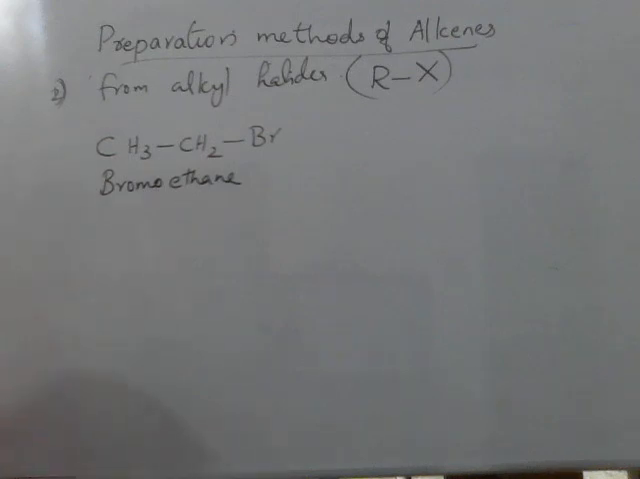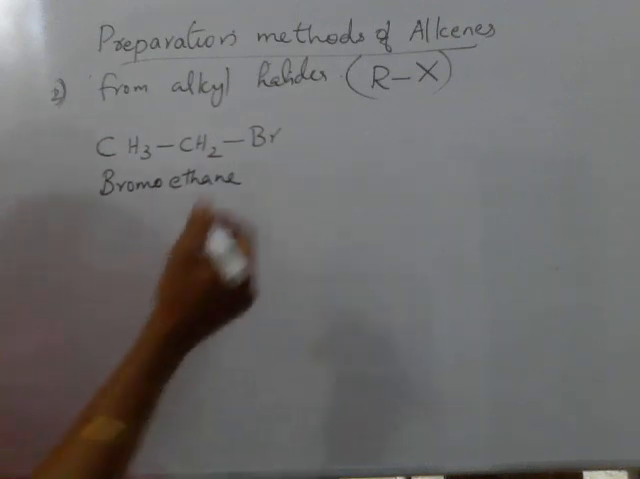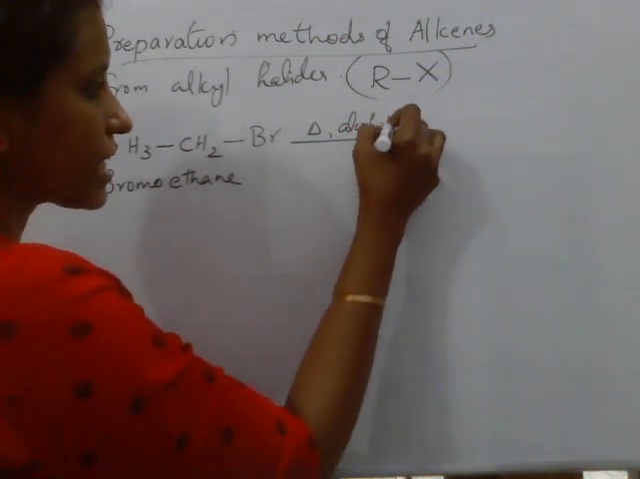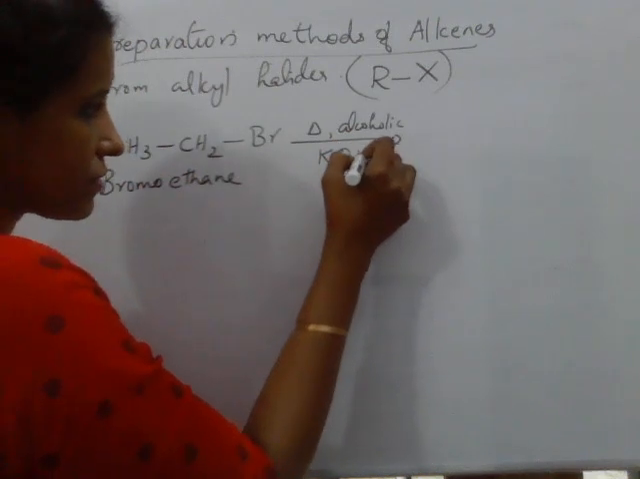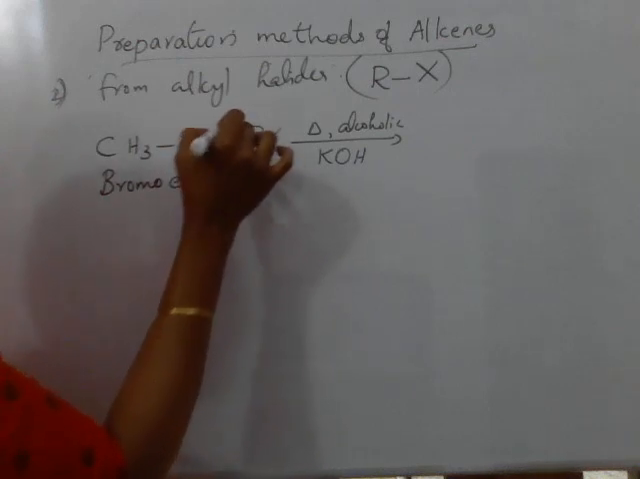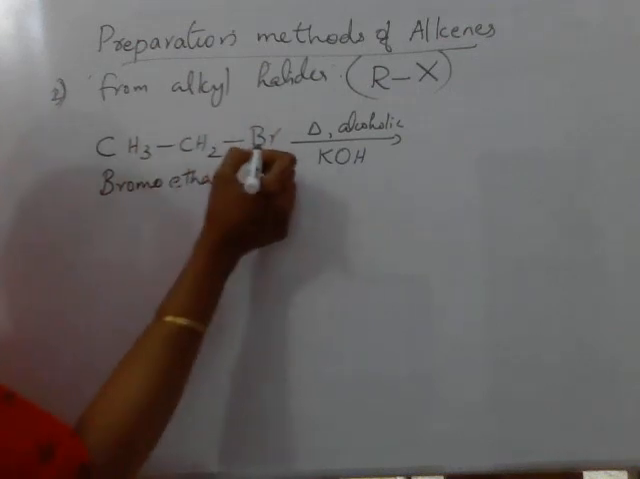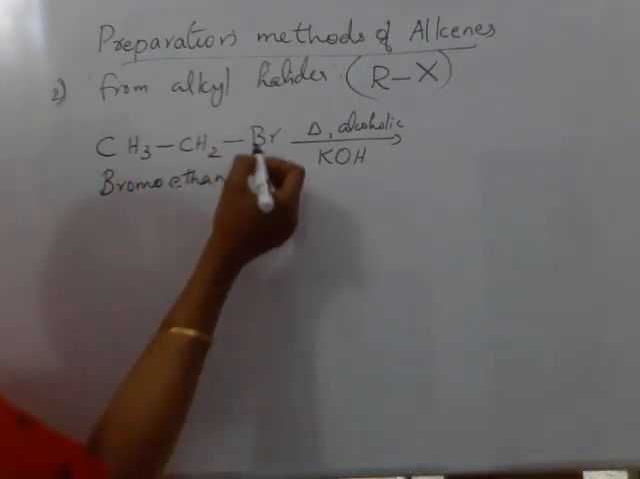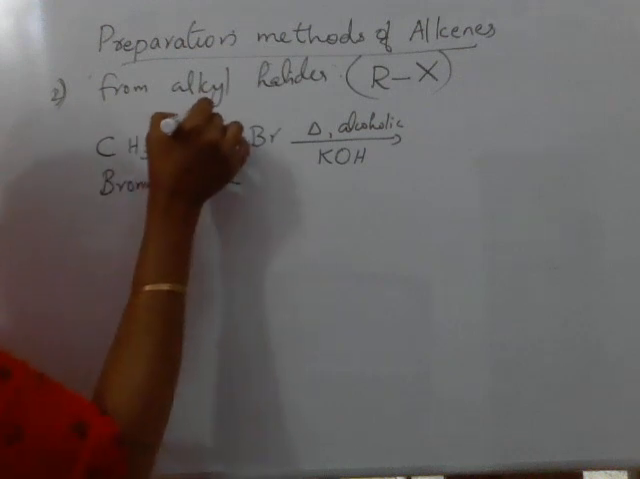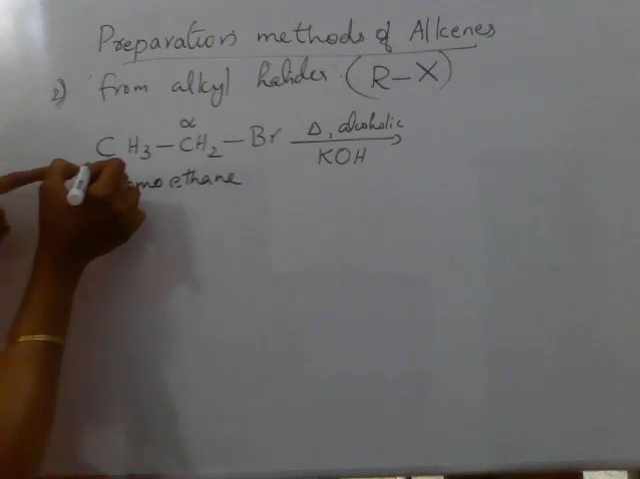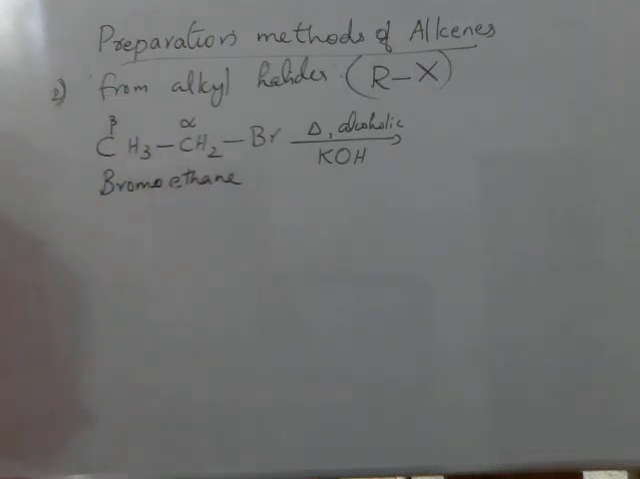Alkyl halides, when heated with alcoholic potash. What is potash? Potassium hydroxide. Alcoholic potassium hydroxide. What happens? Here the bromine atom is attached to a carbon atom. Bromine is the functional group here. The carbon atom to which a functional group is attached is named in organic compounds. The carbon directly attached to the functional group is named alpha. And the adjacent carbon, the next carbon, is called beta. So this is the alpha carbon atom, this is the beta carbon atom.